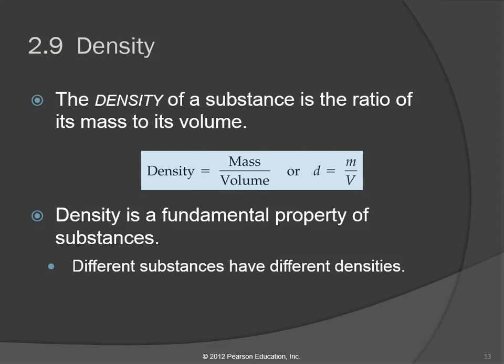Density is a fundamental property of substances. Different substances have different densities. And so a piece of lead has a different density than a piece of iron or a piece of wood or a bucket of water. Each of these things has a different density. The density does not depend on the size of the sample. If you have 1 cup of water or a gallon of water, the density is the same, because it's the mass divided by the volume. If the mass is larger, the volume is larger also.